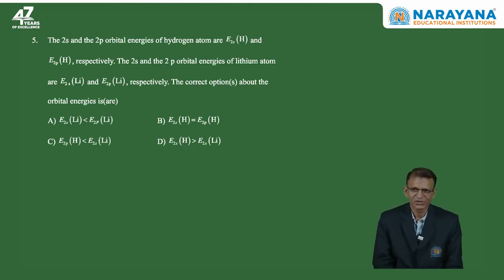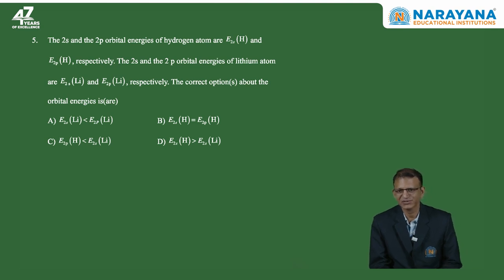So question number 5 is a question which is given in NCERT also, and it is a question of atomic structure. The question is, the 2s and 2p orbital energies of hydrogen atom are E2S(H) and E2P(H) respectively, and the 2s and 2p orbital energies of lithium atom are E2S(Li) and E2P(Li) respectively. The correct option about the orbital energies is?